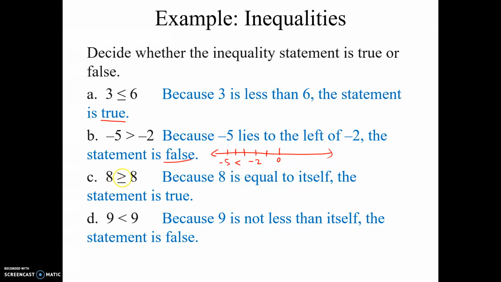8 greater than or equal to 8. So greater than or equal to means the number on the left can either be greater than or equal to the number on the right. Now 8 is not greater than 8. However, 8 is equal to 8. So therefore, this is a true statement. Lastly, 9 less than 9. This is a false statement. 9 is not less than itself, so the statement is false. If there was an equal sign, then it would be a true statement.